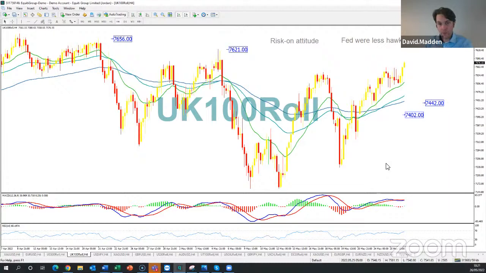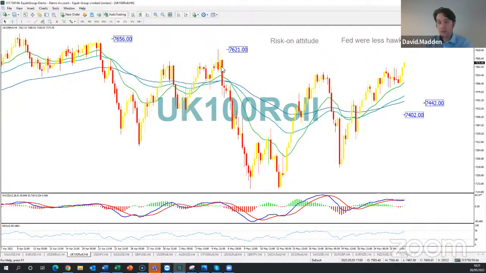The UK 100, the FTSE 100, has a fairly large composition of mining stocks, which have been performing well, oil stocks, which have been performing well, banking stocks, which have been performing well, and utility stocks, which have been performing well. So with that, notice how we've hit almost a 3-week high.